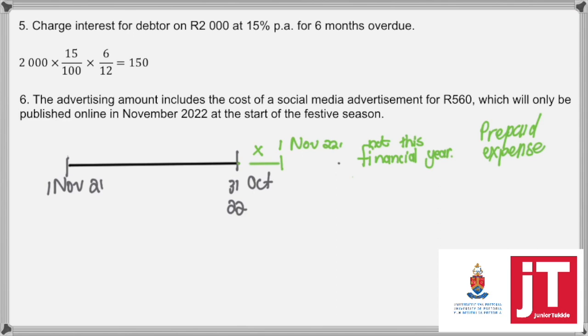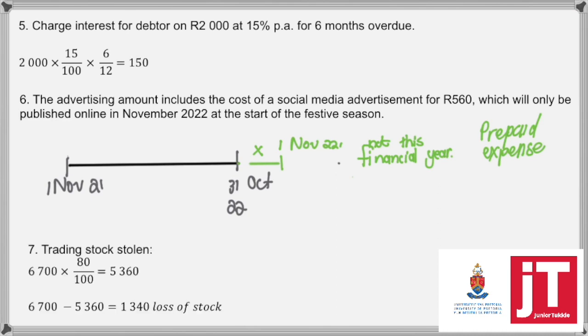Number 6 was the advertising we paid in advance. So that's a prepaid expense that we have to record. Number 7 was the stolen stock. So there are 3 parts of recording. First, the 6,700 Rand of stock that you have to record, minusing off trading stock. Then the 80%, which equals 5,360 Rand, that we receive from the insurance company.